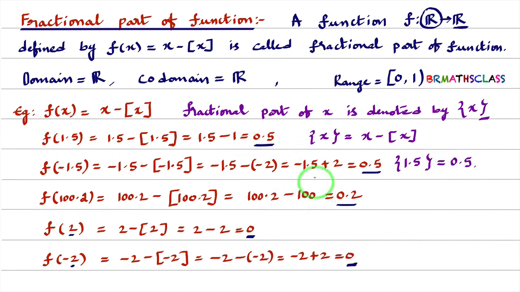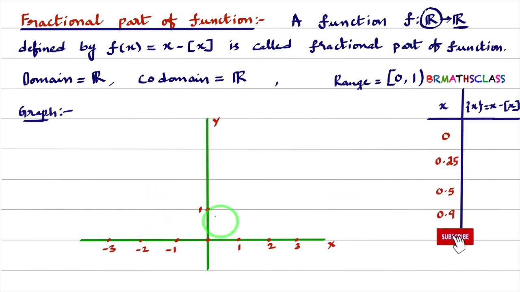Till now, we learned the definition, domain, codomain, range and notation of the fractional part function, and a few examples to understand it. Now we will learn how to draw the graph of the fractional part function. To draw the graph, I consider the coordinate axis. When I take x value 0, what is the fractional part of 0? It is 0 minus floor of 0, which is 0 minus 0, so the fractional part of 0 is 0.